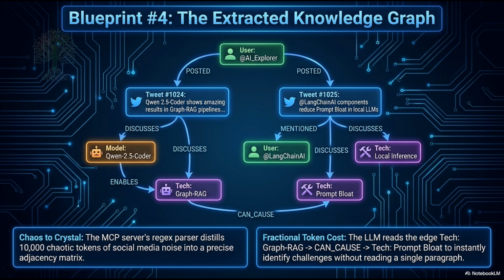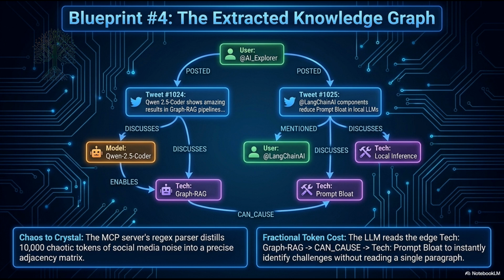It isolates authors and creates green nodes. It pulls tweet metadata for blue nodes. It scans for tech terms and makes orange nodes for models and purple nodes for technologies. But the nodes are useless without the relationships. The true intelligence is how it builds the edges. It analyzes the syntax of the tweet to define the relationship matrix.